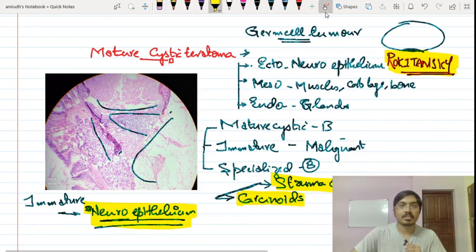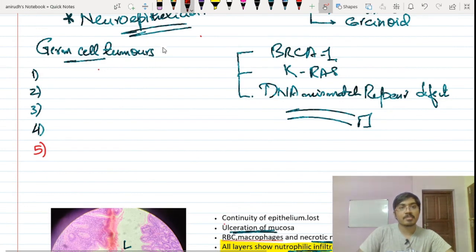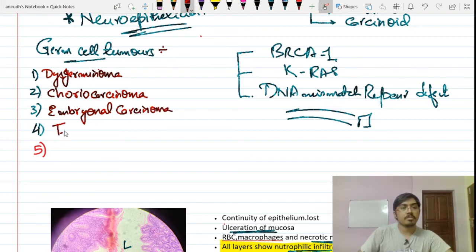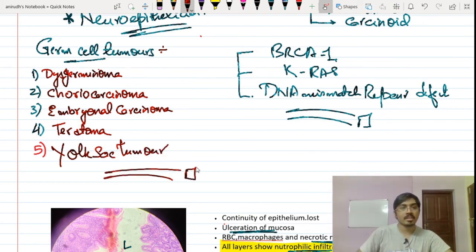Okay, let's go to the next one now. Names of the germ cell tumors of the ovary. The first one is dysgerminoma, right? You can have choriocarcinoma, embryonal carcinoma, you can have teratoma, yolk sac tumor, right? So these are the names that you are supposed to remember in germ cell tumors.